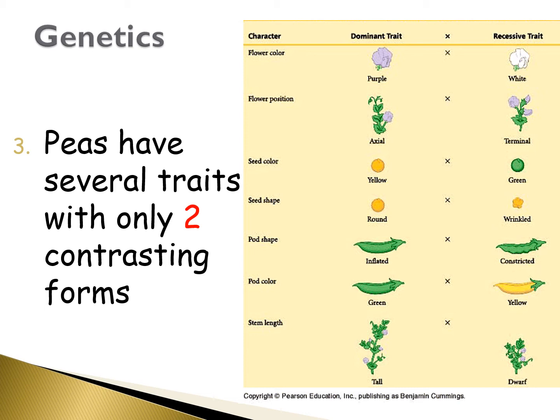With pea shape, you're either round or you're wrinkled. So this is what we're talking about, they only have two contrasting forms. It's like black or white. There's no shades of gray.